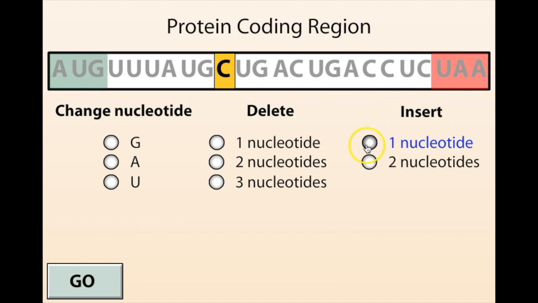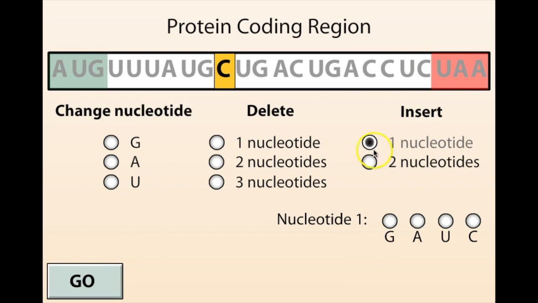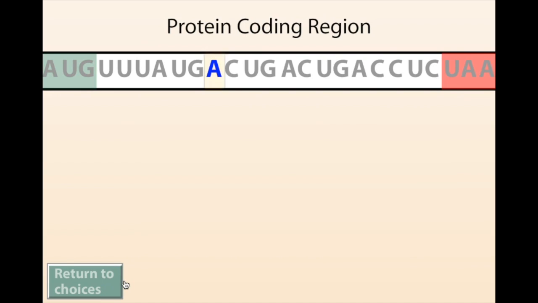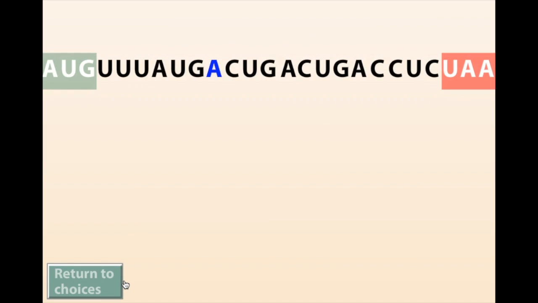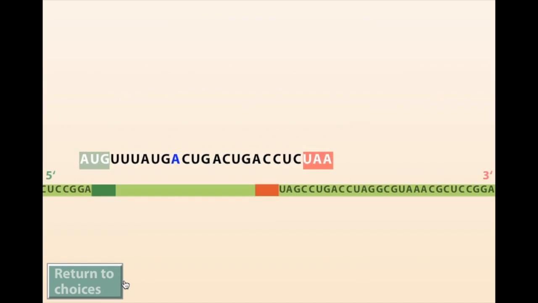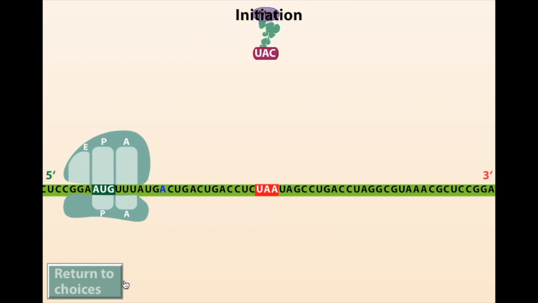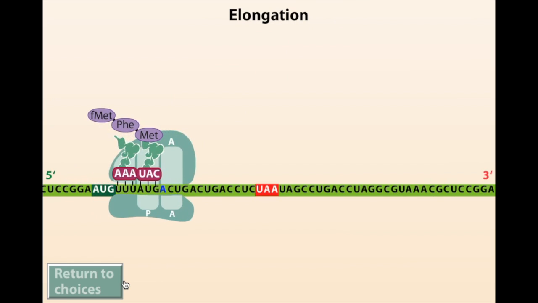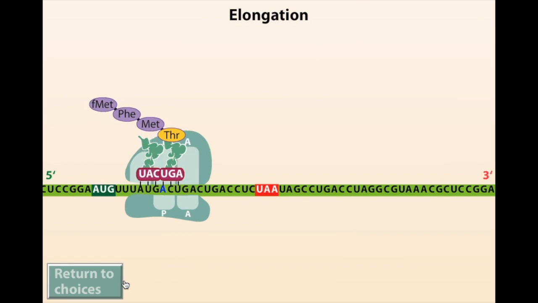What about an insertion? Let's try an A. In this example, the insertion of one nucleotide results in a new reading frame that introduces 2 mutant amino acids and shortens the polypeptide.